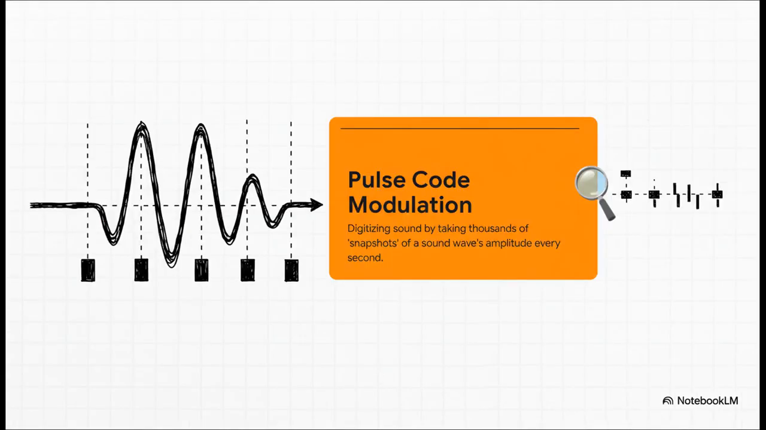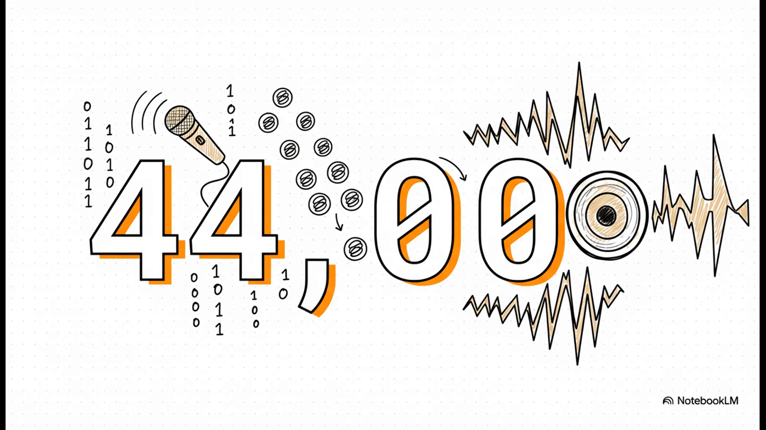Sound is a bit trickier. A real sound wave is smooth and continuous, so you can't record it directly in binary. Instead, we use a technique called pulse code modulation. It basically takes thousands of tiny snapshots of the sound wave's height every single second and then records the value of each snapshot as a number. And when I say thousands, I mean it. For just 1 second of high-quality audio, you need to take about 44,000 of these snapshots. Your phone or computer then reads these thousands of numbers back in order, telling your headphones exactly how to vibrate to perfectly recreate that original sound.